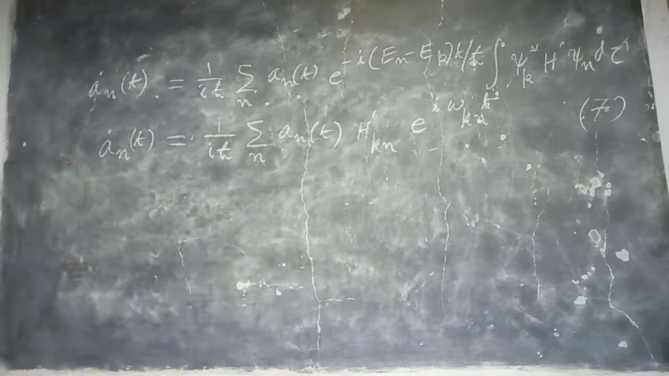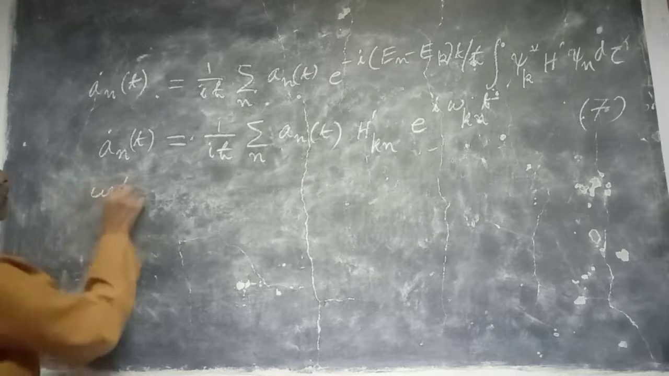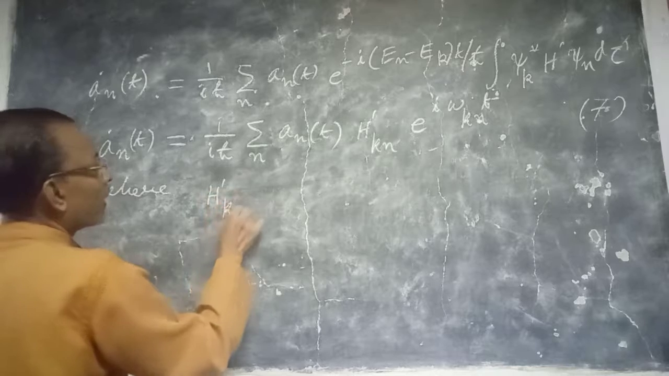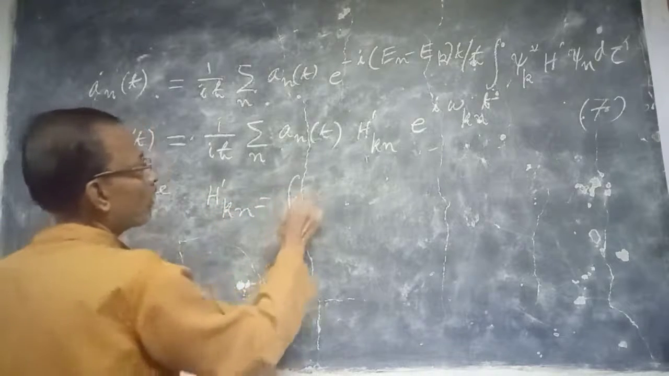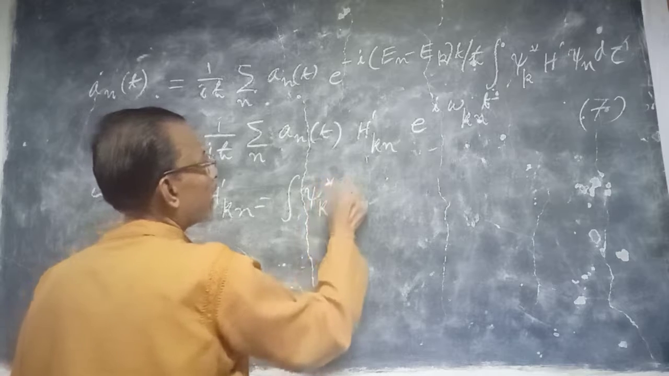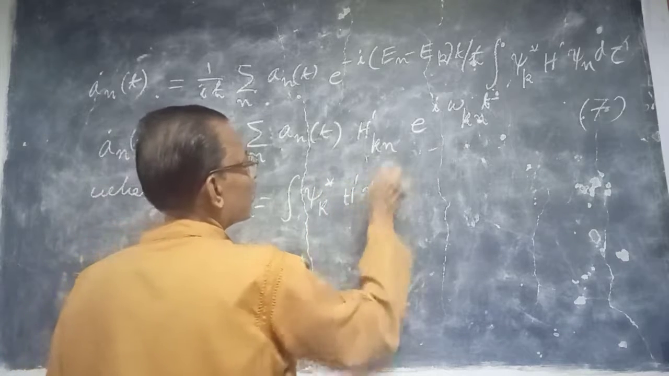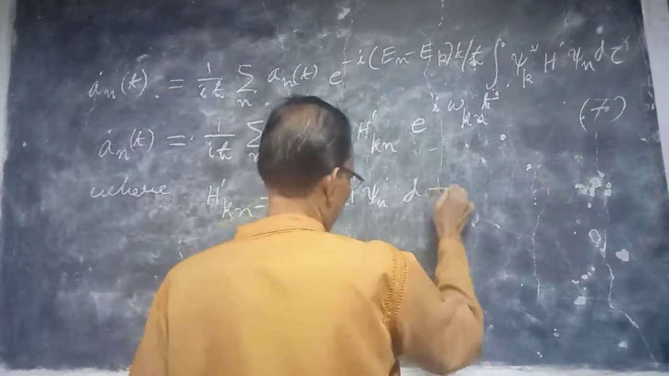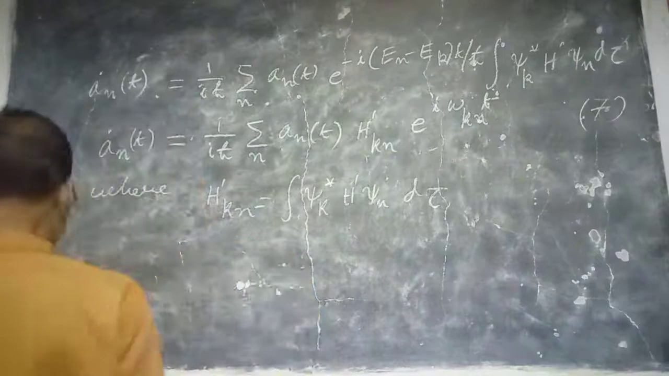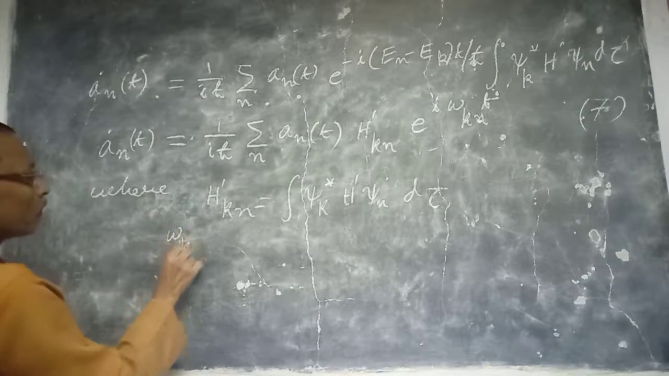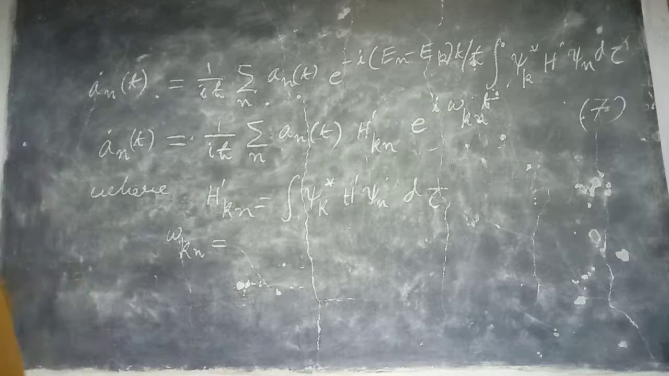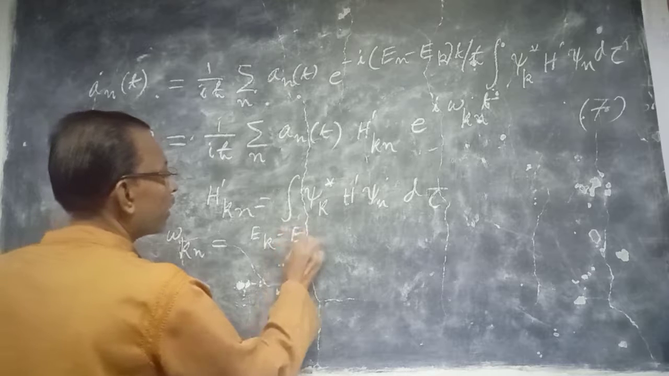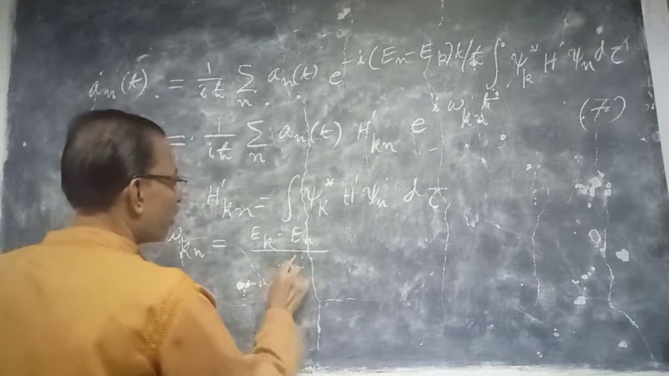where H prime kn is equal to this integration psi k star H prime psi n d tau, and omega kn, that is (E k minus E n) by h cross.